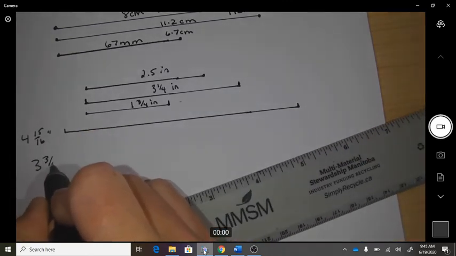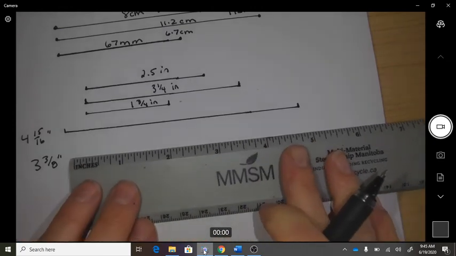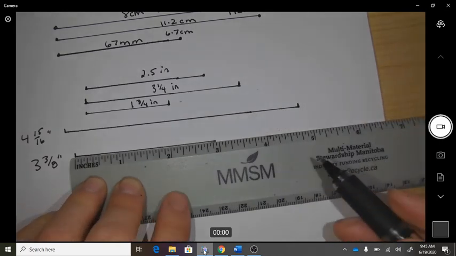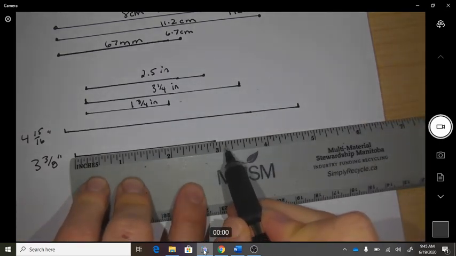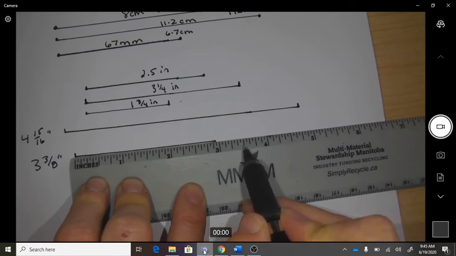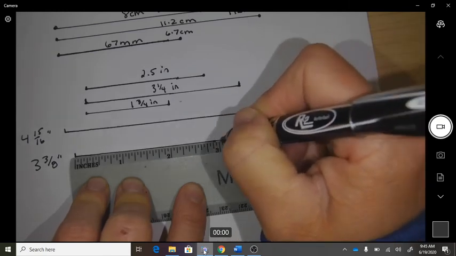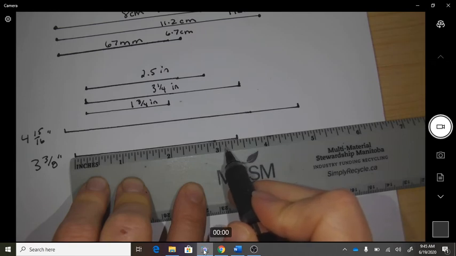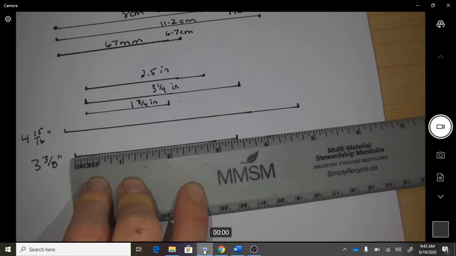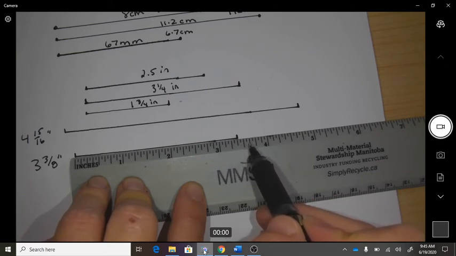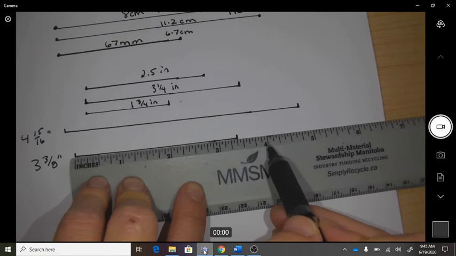3 3/8. Okay, so 3. So now 3/8. So now when I look at eighths, I'm looking at this as 1, 2, 3. This would be 4/8. Do you see that? Because that's a half. So I'm looking at not the small, but every medium size one would be an 8. So 1, 2, 3, 4, 5, 6, 7, 8 eighths, right?